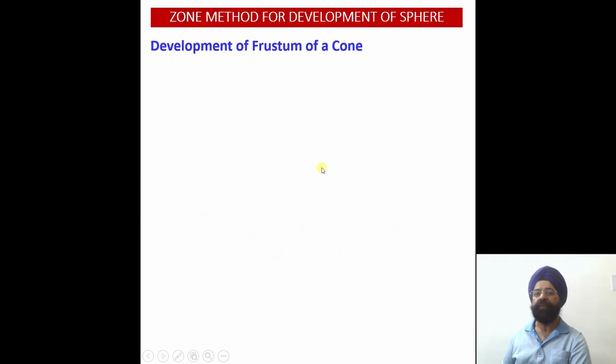So let us see first of all the development of a frustum of a cone and the development of a cone, because these 2 developments we have already discussed in our previous lecture.